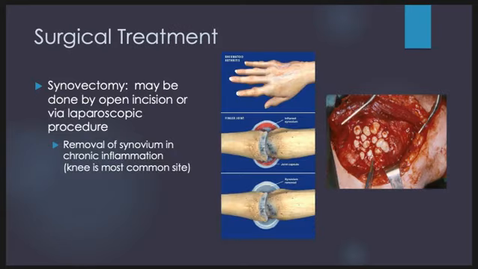Here is a depiction of a synovectomy. This is a surgery that can be done to remove synovium from the joints of patients who have chronic inflammation due to rheumatoid arthritis. A common area for this surgery is the knee.